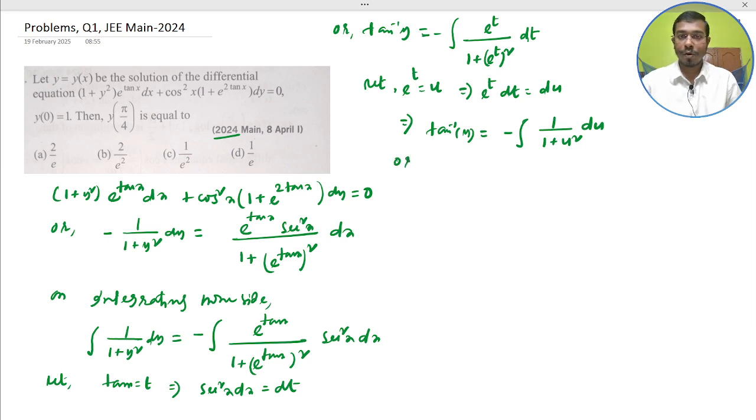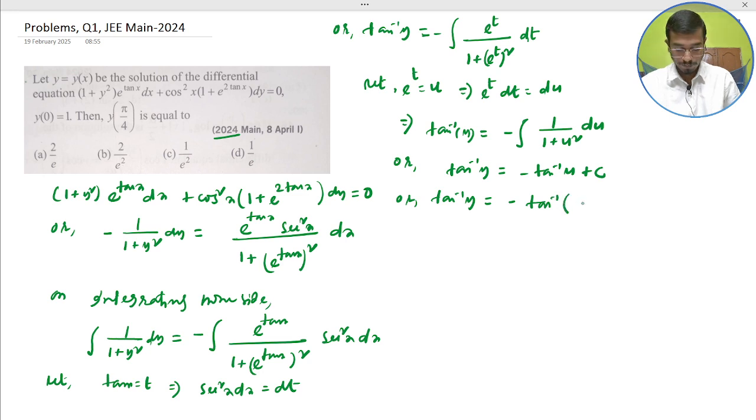So this would become tan inverse y equal to minus tan inverse u plus c. So tan inverse y equal to, putting the value of u, minus tan inverse of e to the power tan x plus c. Now apply the boundary condition.